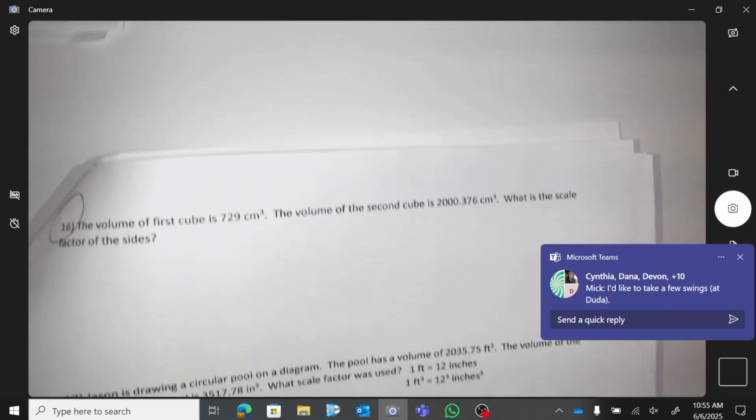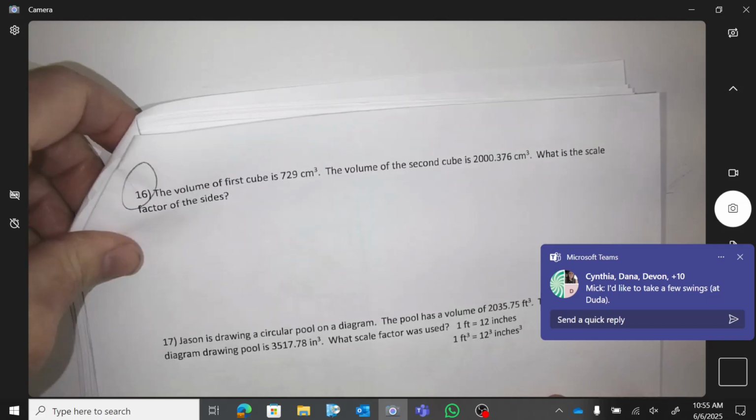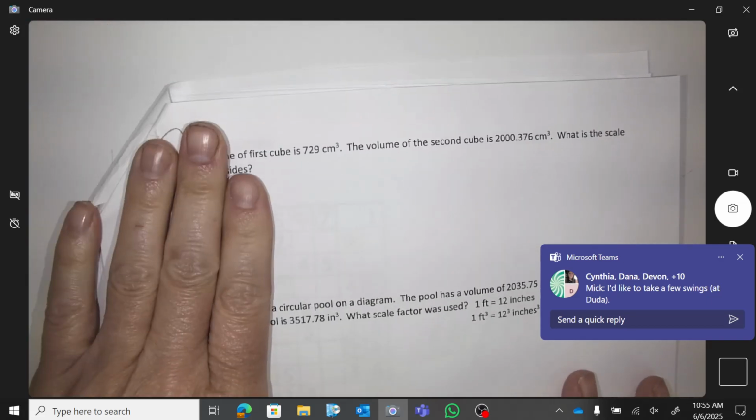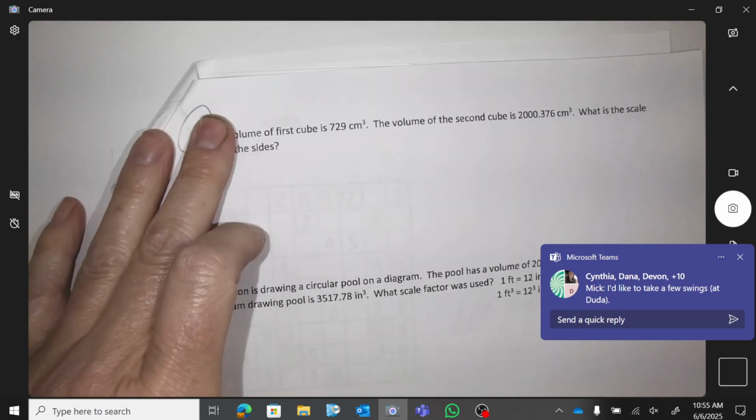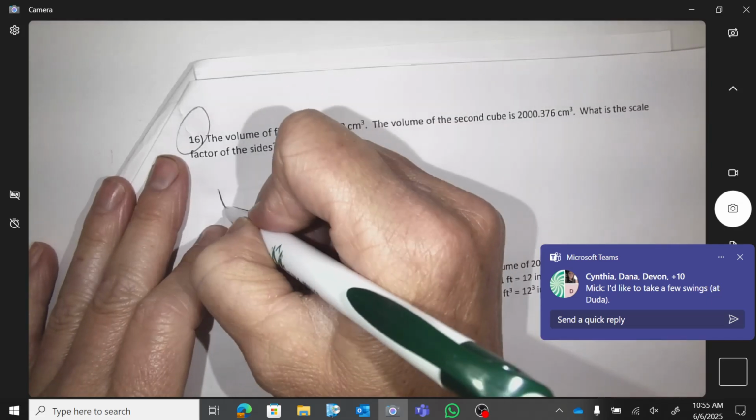Okay, last, and then we're done. Okay, volume of the first cube, volume of the second cube. What is the sides scale factor? So going from volume scale factor to linear scale factor.